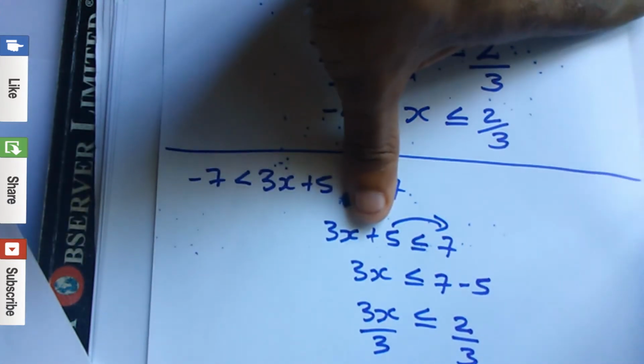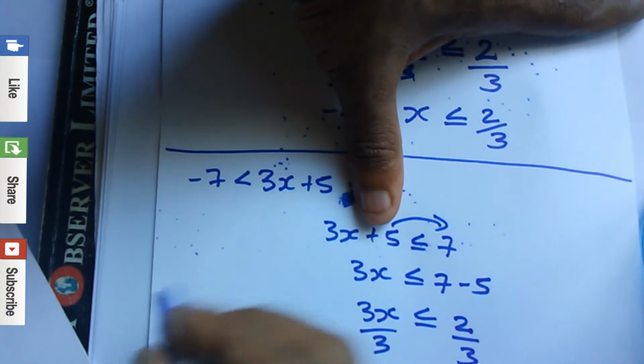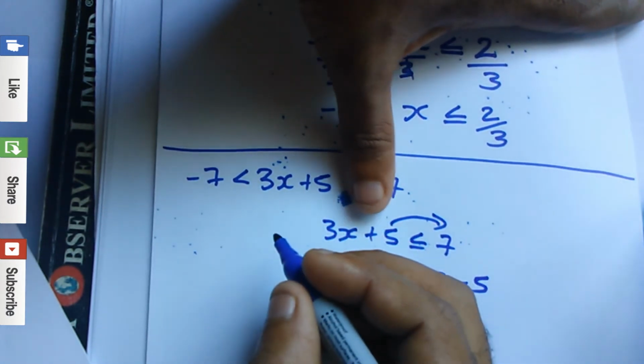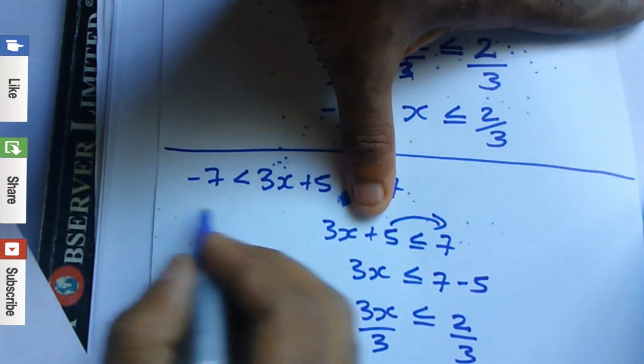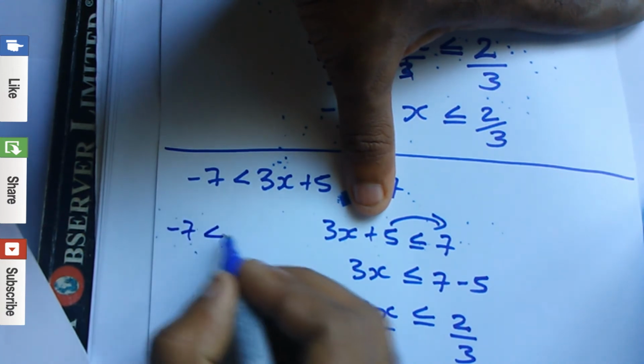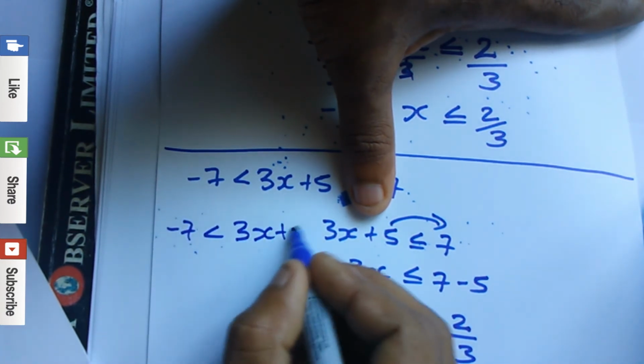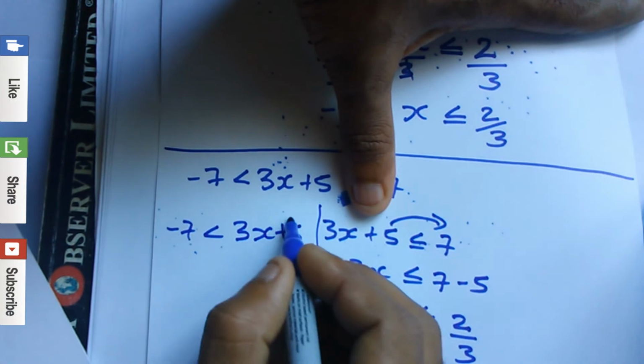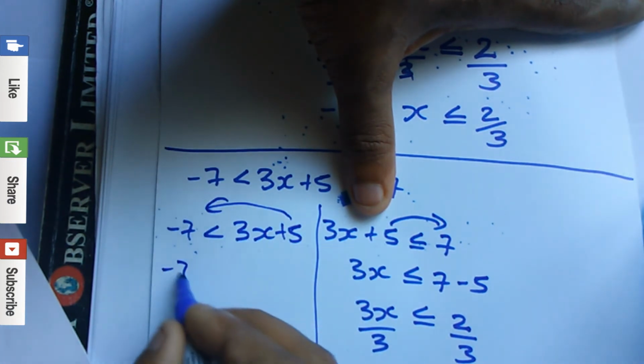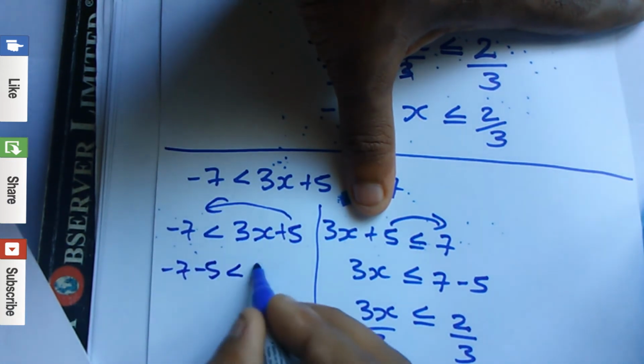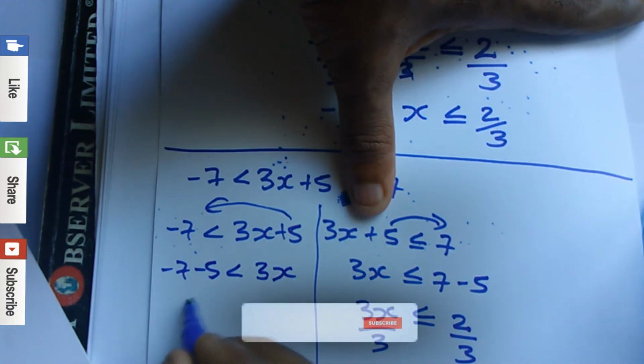So put my finger here. So I'm going to have this side to solve. So I'm going to have minus 7 less than 3x plus 5. I'm going to bring this 5 over this side. So I'm going to have minus 7 minus 5 less than 3x. This is minus 12 less than 3x.